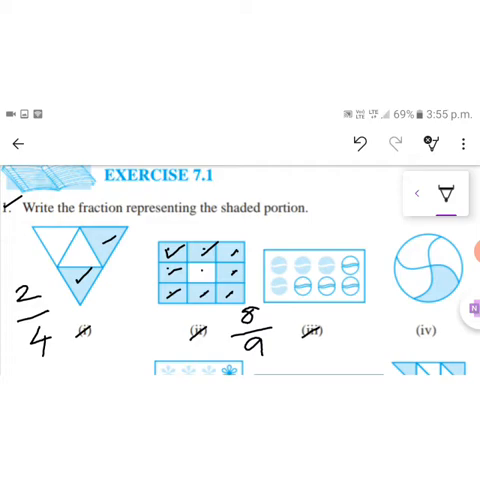Number 3. Here the total number of shapes is 1, 2, 3, 4, 5, 6, 7, 8. So the total number of shapes is 8. Number of shapes shaded equal to 1, 2, 3, 4. Therefore the fraction is 4 by 8.